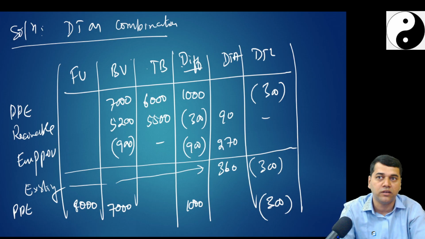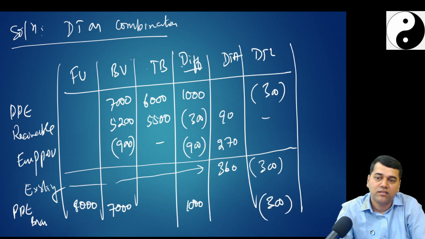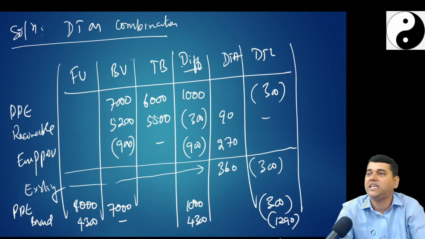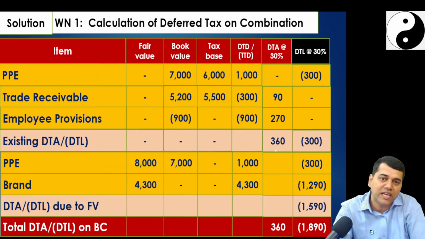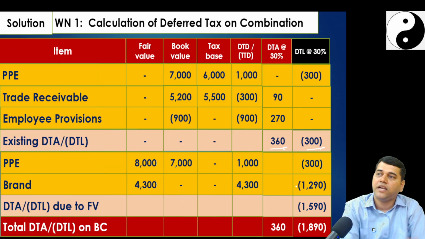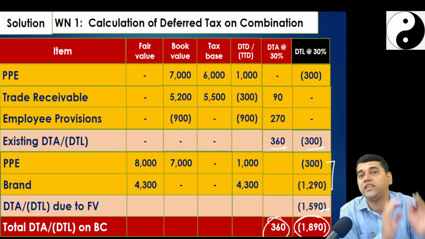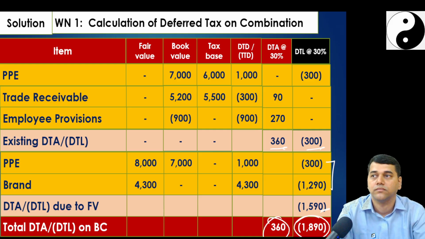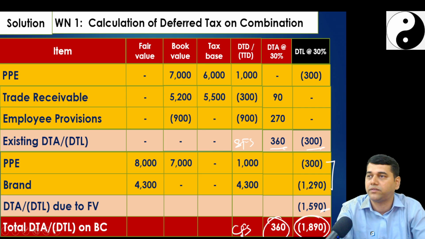You fix the format. If this is okay with you, do it this way. Then I have got a brand. Fair value is 4,300. Tax base is 0. So I have got 1,290 as a deferred tax liability. So existing I have got this much asset and liability, and due to business combination, additionally due to fair value adjustments, I got this much. So in my consolidated balance sheet, 360 and 1,890 should appear. In SFS this is what appears, and in CFS this is what appears.